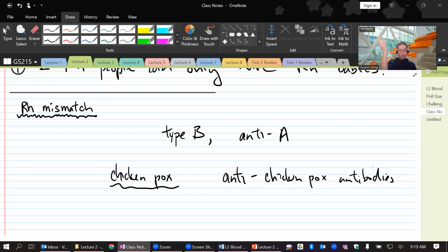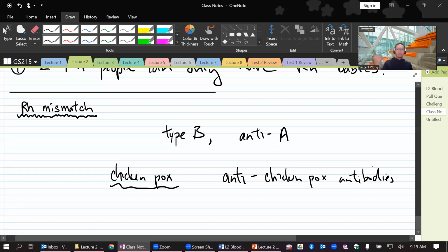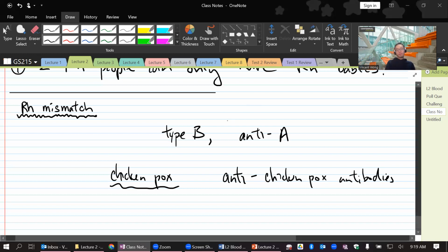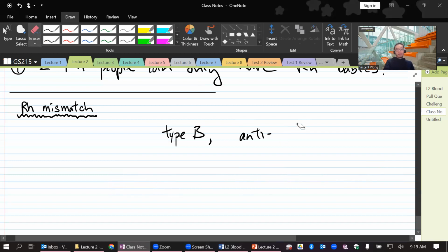You either get the virus through natural means, or as we'll learn next class, you can get vaccinated, and then you will get anti-chickenpox antibodies, right? My point is, the antibodies that our body makes is not something that we're born with. Okay, for the ABO blood group, that's just an exception, and we're not going to go into the details of why and so on and so forth. Okay, how does all this relate to what we are talking about?